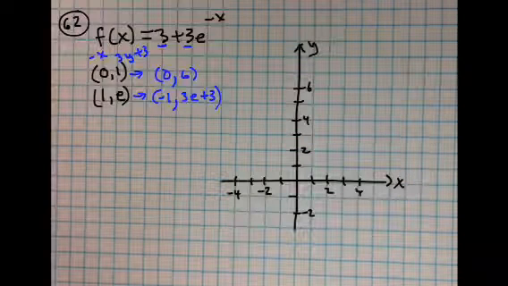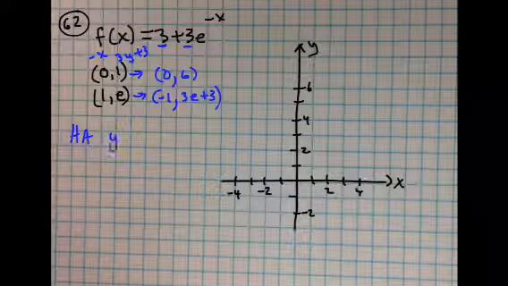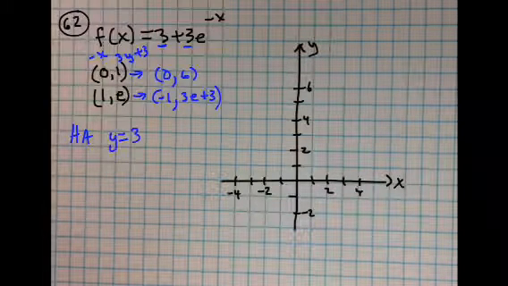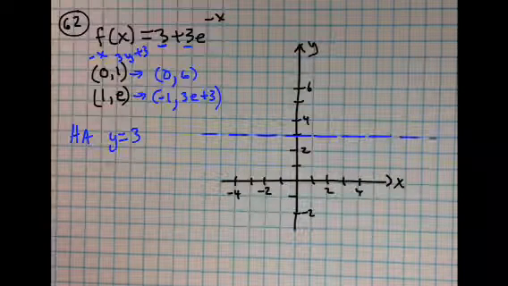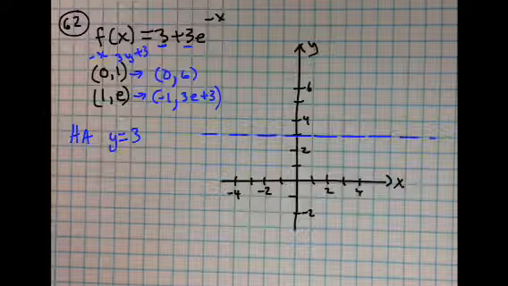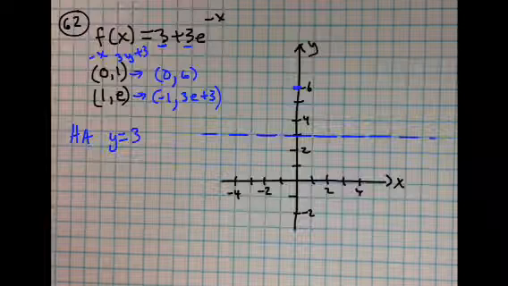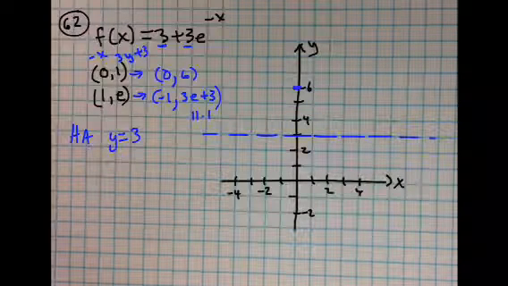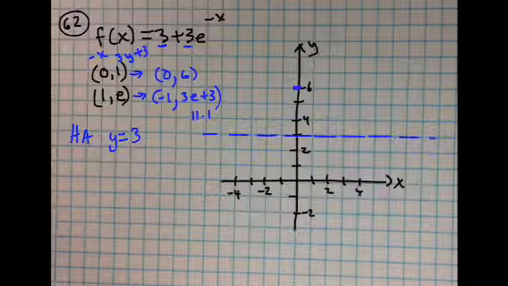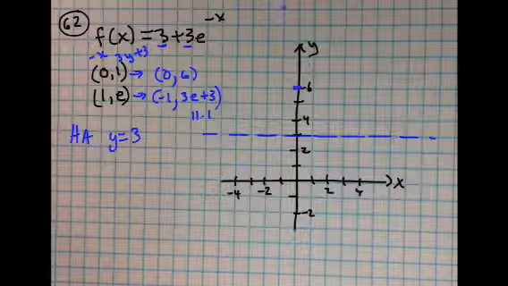Okay, so we go ahead and plot this. First thing, the horizontal asymptote, k is 3. So we put y equals 3. And then 0, 6. And negative 1, 3e plus 3. That's approximately equal to 11.1, but let me see if it's going to fit: 6, 7, 8, 9, 10, 11. So about here. Okay, and connect the points.